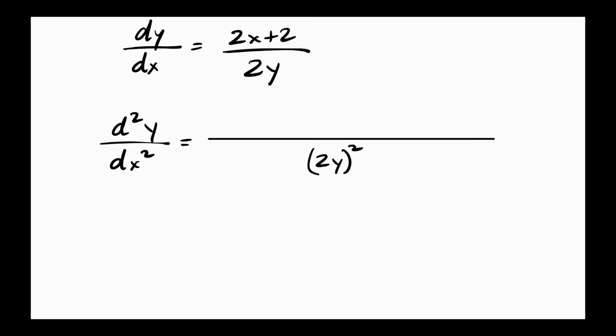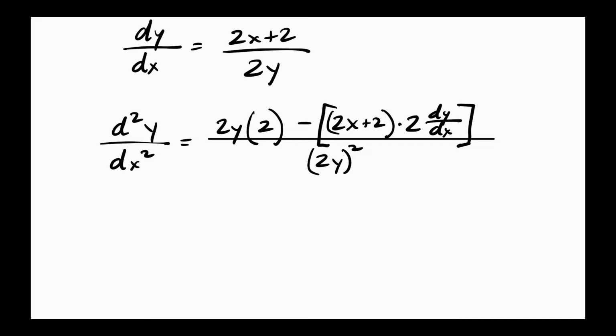And then low, d high. So the derivative of the top is just 2. Right? High, d low, the derivative of the bottom. So the derivative of the bottom is 2 dy dx. Okay.